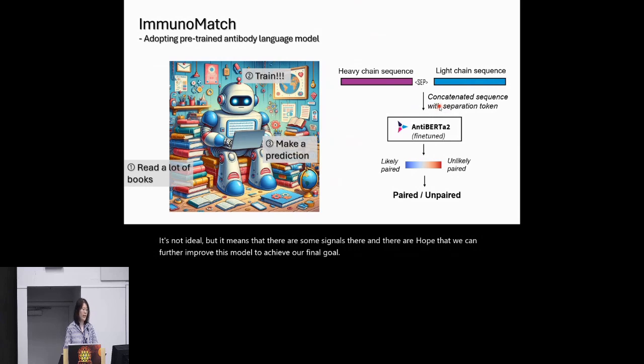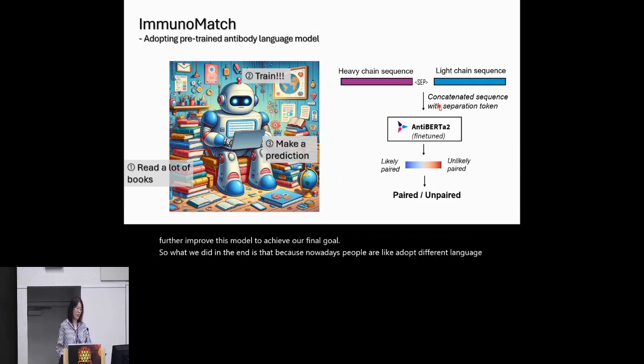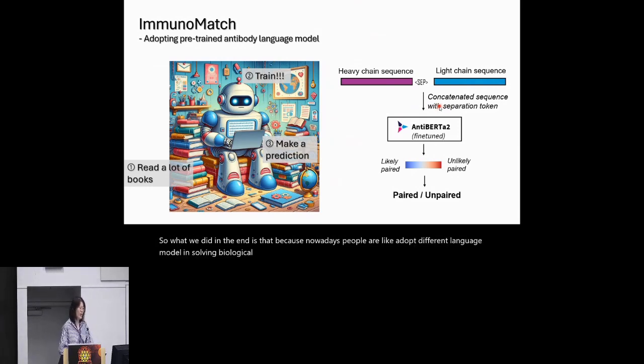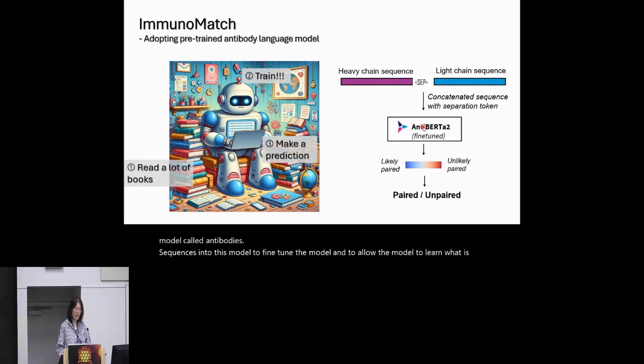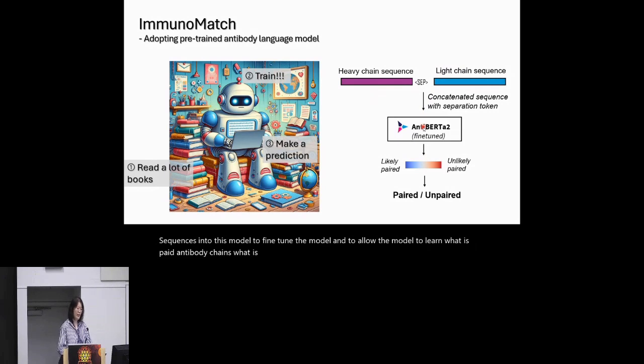So what we did in the end is, because nowadays people adopt different language models in solving biological questions, we took one pre-trained antibody language model called Antibody2. And then we fed our concatenated heavy-light chain sequences into this model to fine-tune it, to allow the model to learn what is paired antibody heavy-light chains and what is unpaired heavy-light chains. So the model will generate a score indicating the identity of the pairing of the antibody.